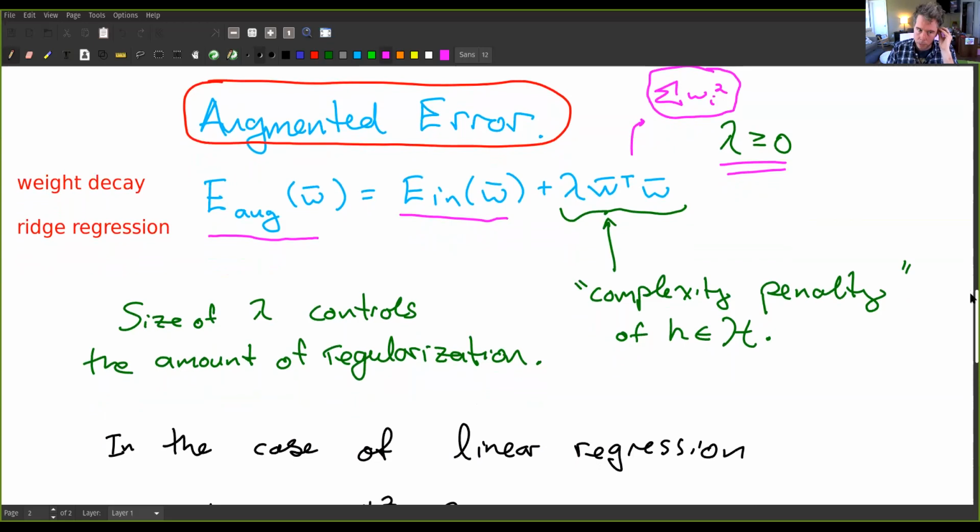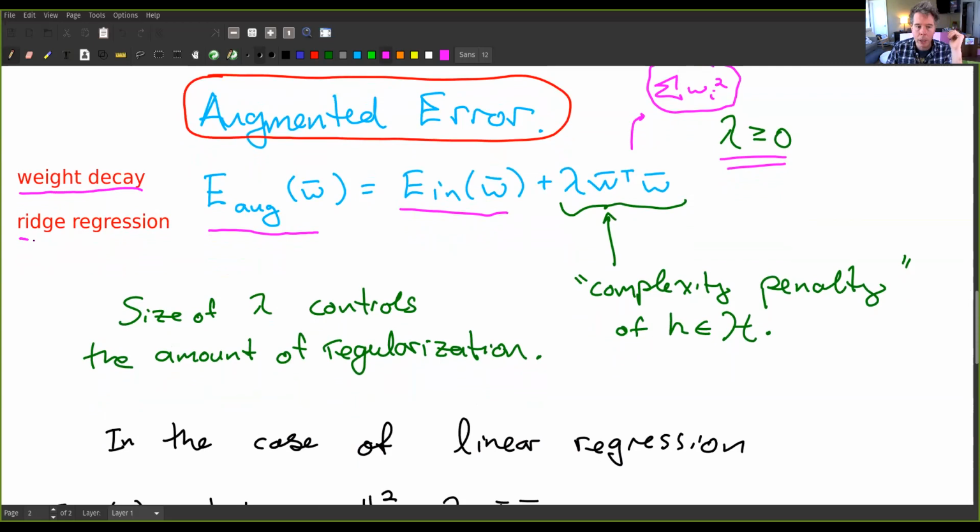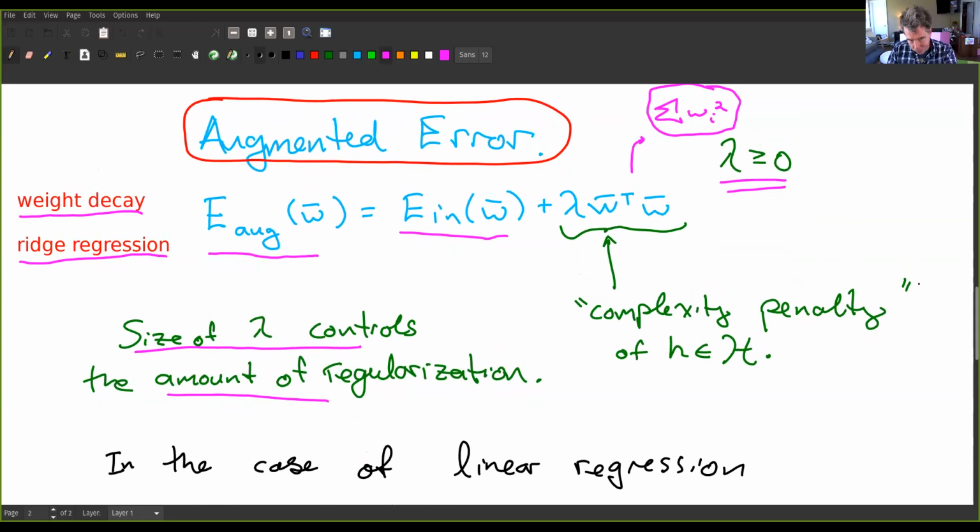So this formula is sometimes called weight decay or ridge regression. And like we were just explaining, the size of lambda is what controls the amount of regularization here. Okay, so that's the basic idea. Any questions before we go on to the next part of the lecture?